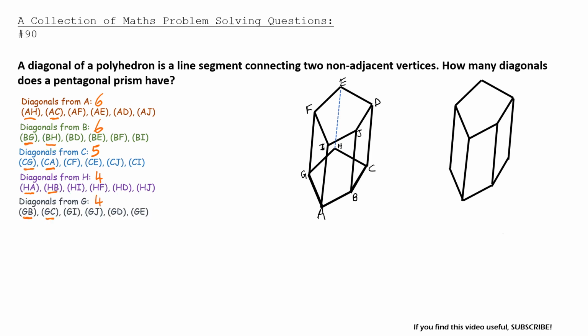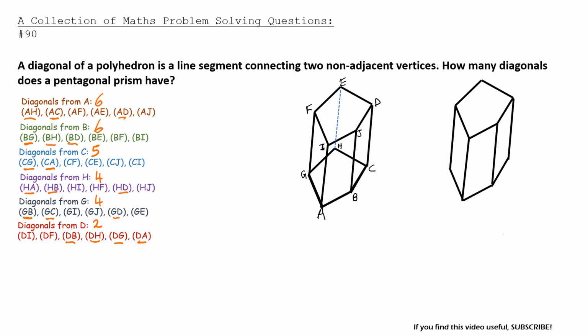Again, diagonals from G. I name all the diagonals, and the ones that have appeared before are underlined in orange. GB has already been included in B, and GC has been included in C, so we can't count them. So we have 4 diagonals that you can count from G.